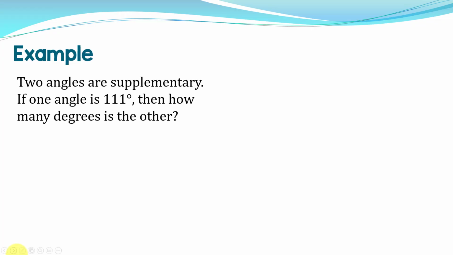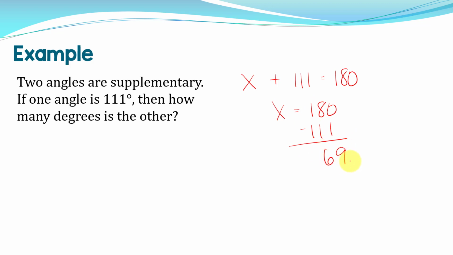All right, let's look at this one. Two angles are supplementary. If one angle is 111, how many degrees is the other? Well, if we've got an angle and another one, and they add up to 180 if they are supplementary, that's my equation. Subtract 111 from both sides, and that's going to leave me 69 degrees for the other one.